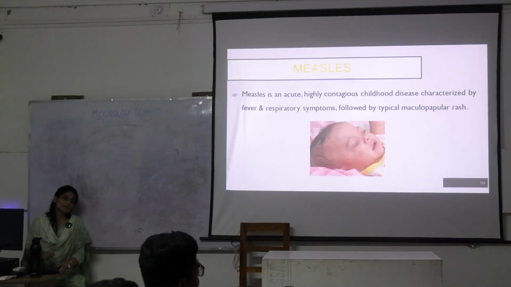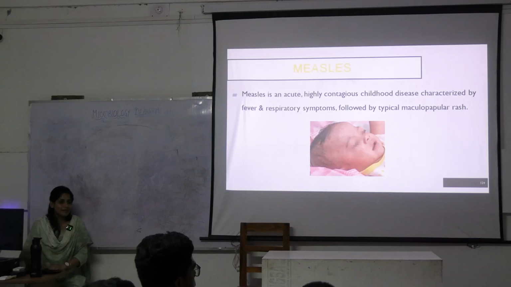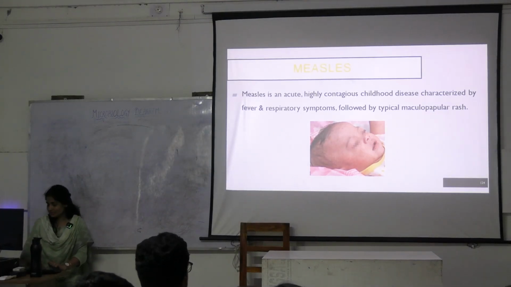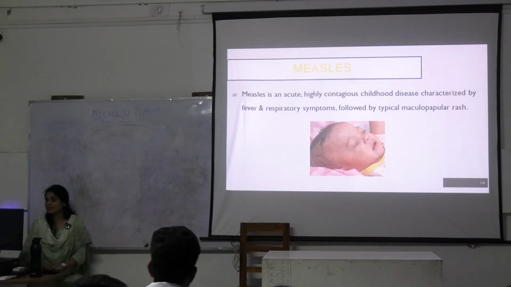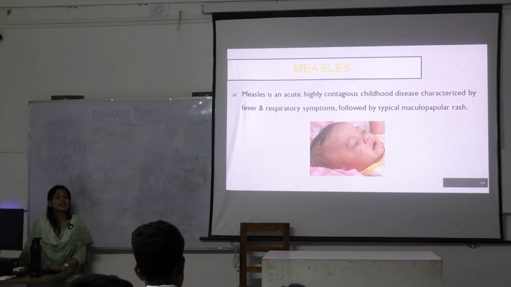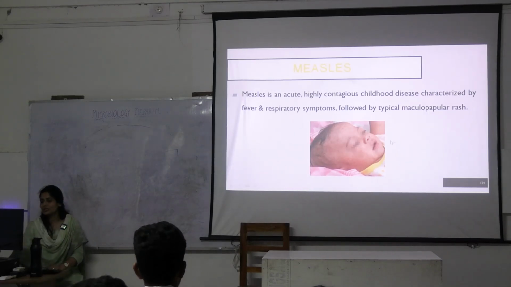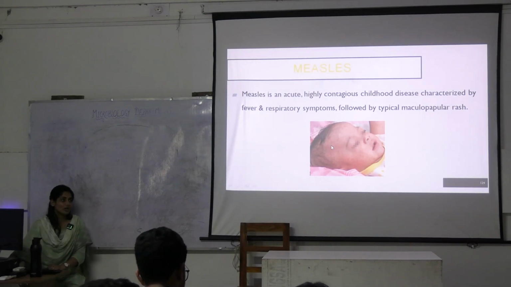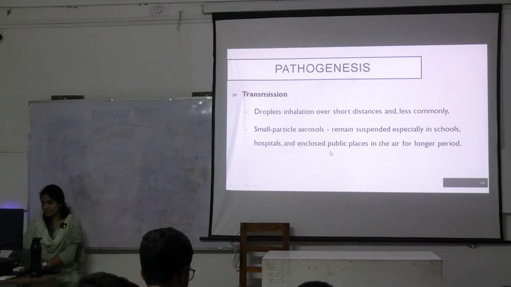Then coming to measles. Measles is an RNA virus. Again, highly contagious, usually seen as a childhood disease. You name it as a childhood disease. It is characterized by fever, respiratory symptoms and typical maculopapular rash. What were we seeing in chicken pox? We were seeing vesicular rash.